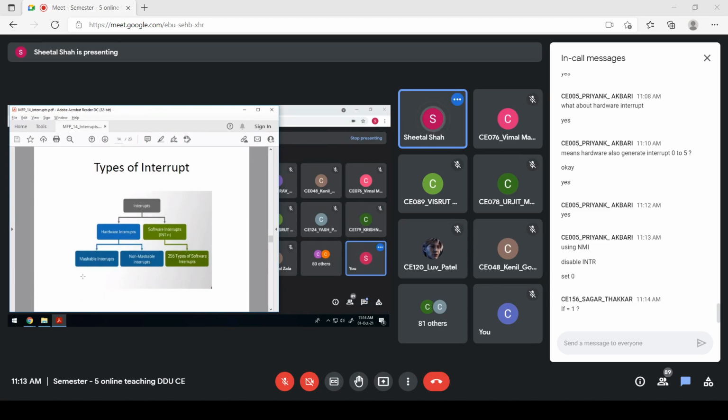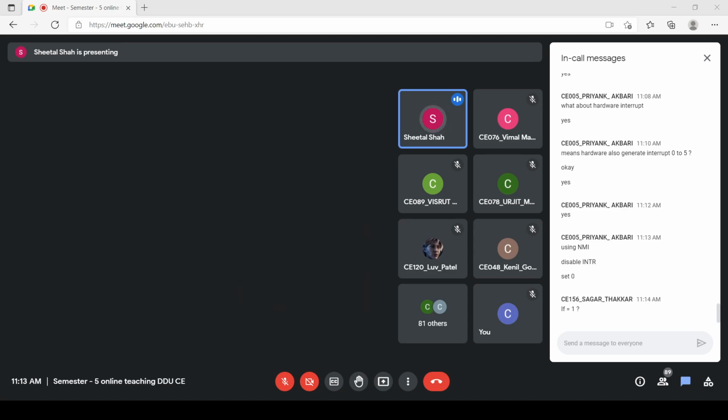Is this clear? But you cannot disable any interrupt generated at the NMI pin. Follow? Then we can also have software interrupts. There you can have 256 different types of software interrupts that we have discussed.